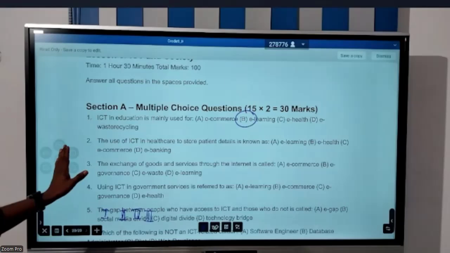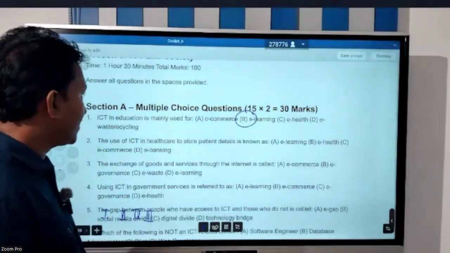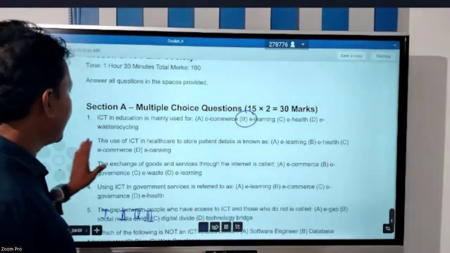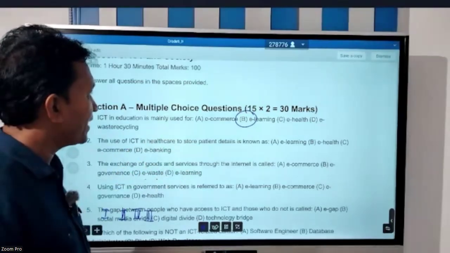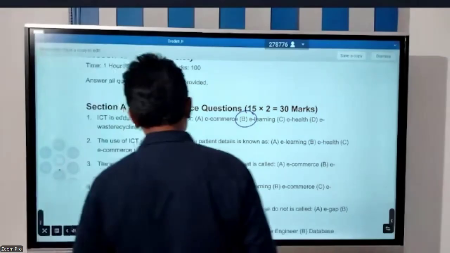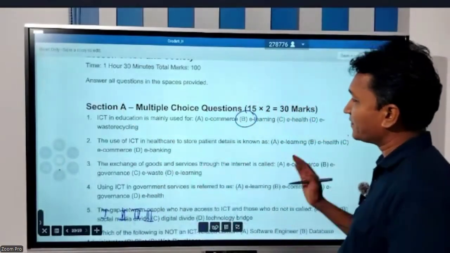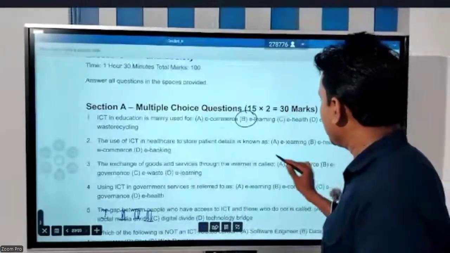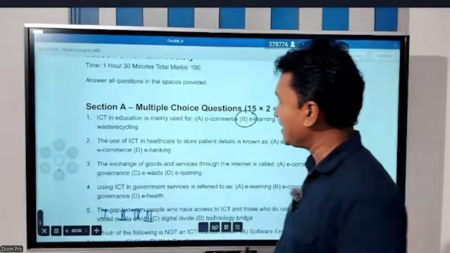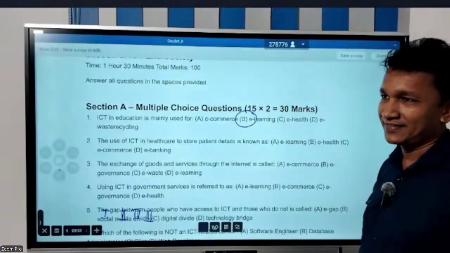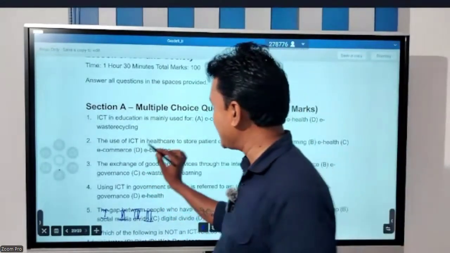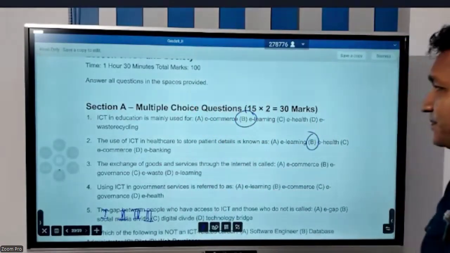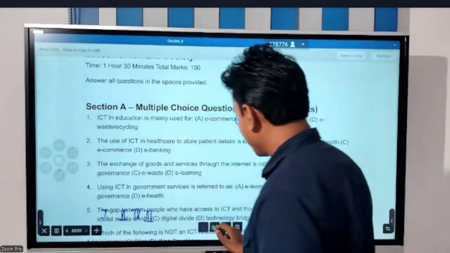Right? Good. The use of ICT in healthcare to store patients' details is known as, the benefit of using ICT in the healthcare industry to store patients' details, right? It is e-learning, e-health, e-commerce, e-banking. E-health, yes, good. It is e-health.